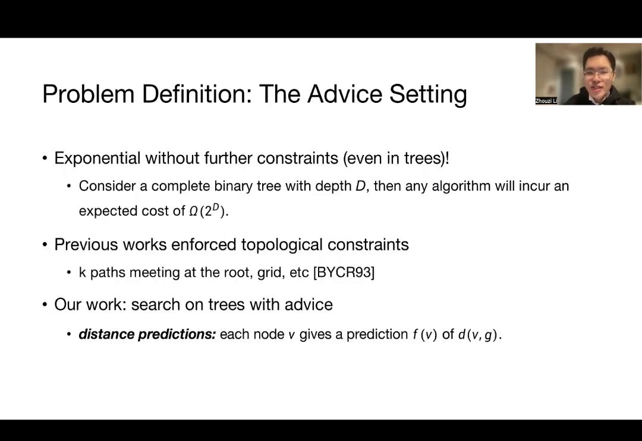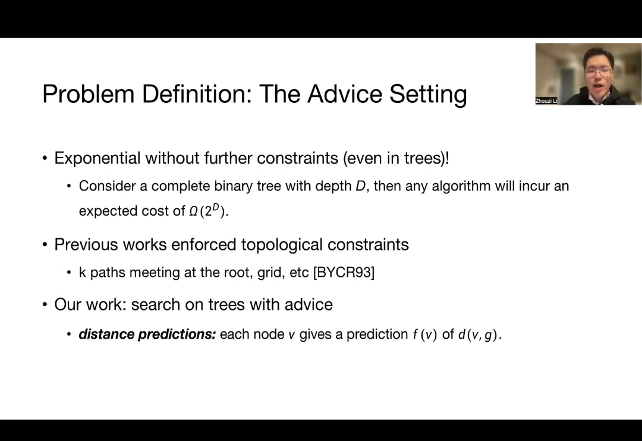However, even in trees, this problem has very pessimistic guarantees in the absence of any further constraints. Consider a complete binary tree with depth D, and the goal lies on one of the leaves. Then the agent has to reach half of them in expectation to find the goal, incurring a cost of omega 2 to the D. So previous works enforced topological constraints on the graph. For example, they consider cases like grid or k-paths from the roots.